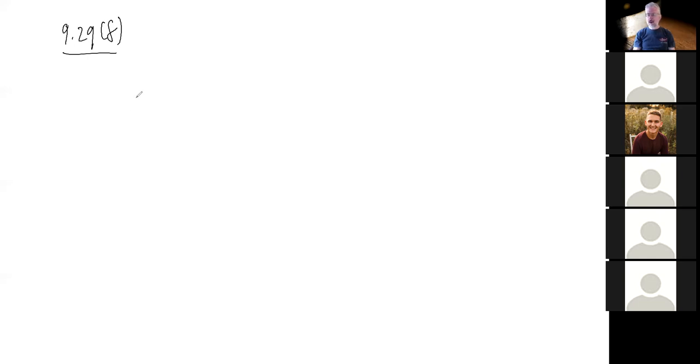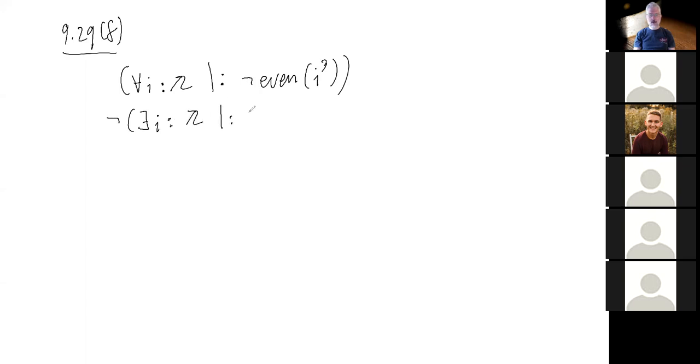I think I'll say for all i in Z, the cube of i is not even. So that's, I think, a reasonable way to do it. An alternative, which is the same by generalized De Morgan, would be to say that there is no i whose cube is even. So those two things are equivalent by generalized De Morgan. Okay. So that would be a reasonable answer to 9.29f.